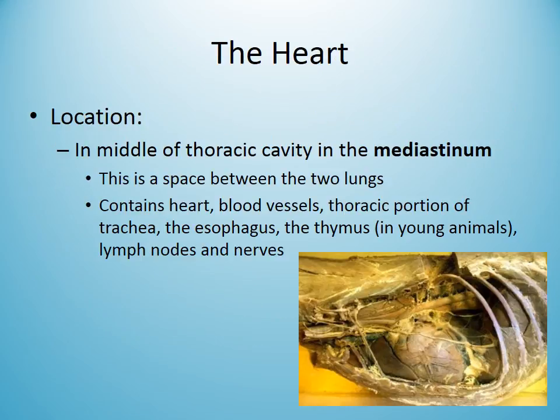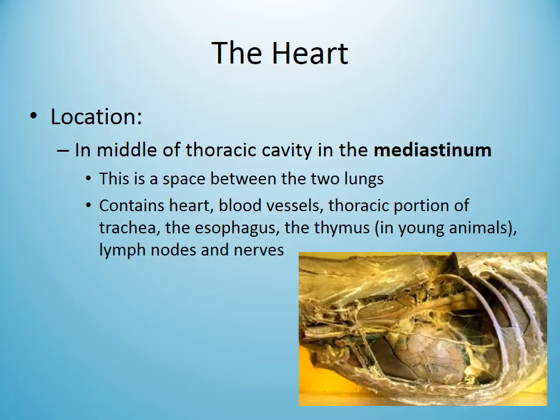So obviously we're going to start with the heart. The location of the heart is in the middle of the thoracic cavity, and it lies within an area called the mediastinum. And this is the space that lies between both lungs, the right and left side of the lungs. It contains the heart and the blood vessels. The thoracic portion of the trachea actually goes through the mediastinum.